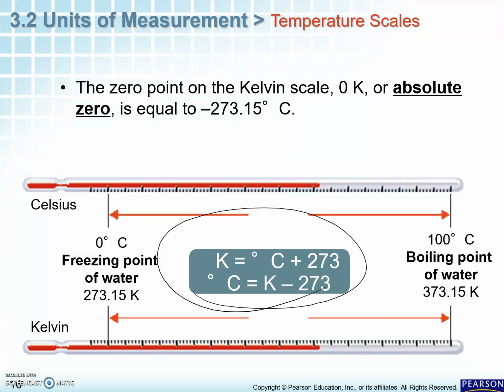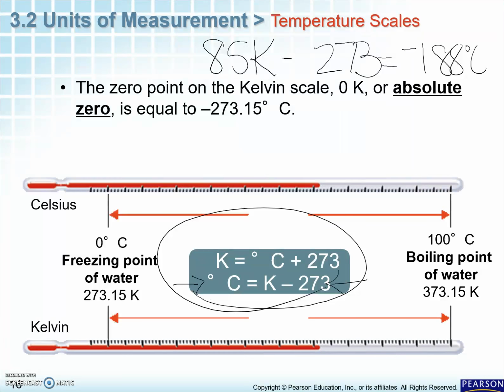So the 0 point of the Kelvin scale, like I already said, is absolute 0. And we can determine what our Celsius measurement would be by using this equation right here. So for example, if I told you that you had something that was 85 Kelvin, and I asked what it was in degrees Celsius, I would use this equation here at the bottom. So I would subtract 273, and that gives you your answer of negative 188 degrees Celsius.